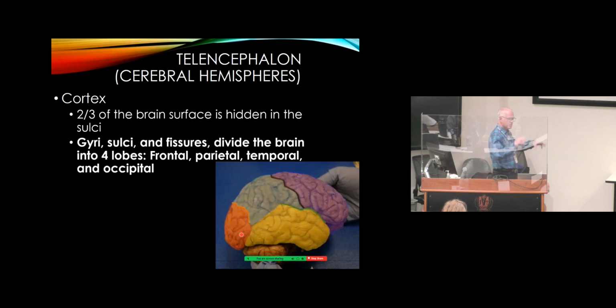It turns out that because of all of this folding during development, 2/3 of the cortex is actually buried deep within these grooves. The naming of the frontal, parietal, temporal, and occipital lobes is a little bit arbitrary and related to the overlying bony structures.